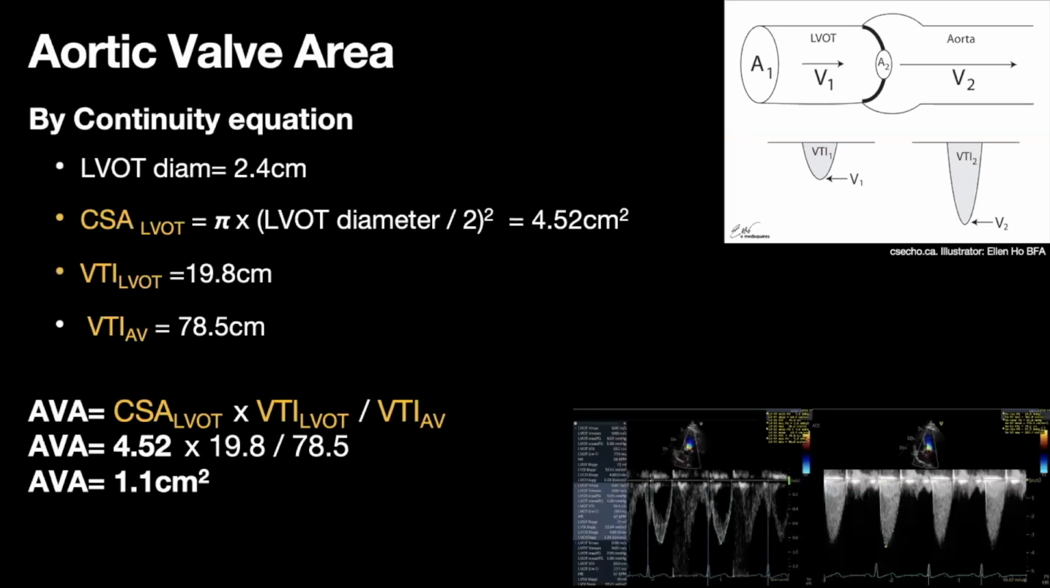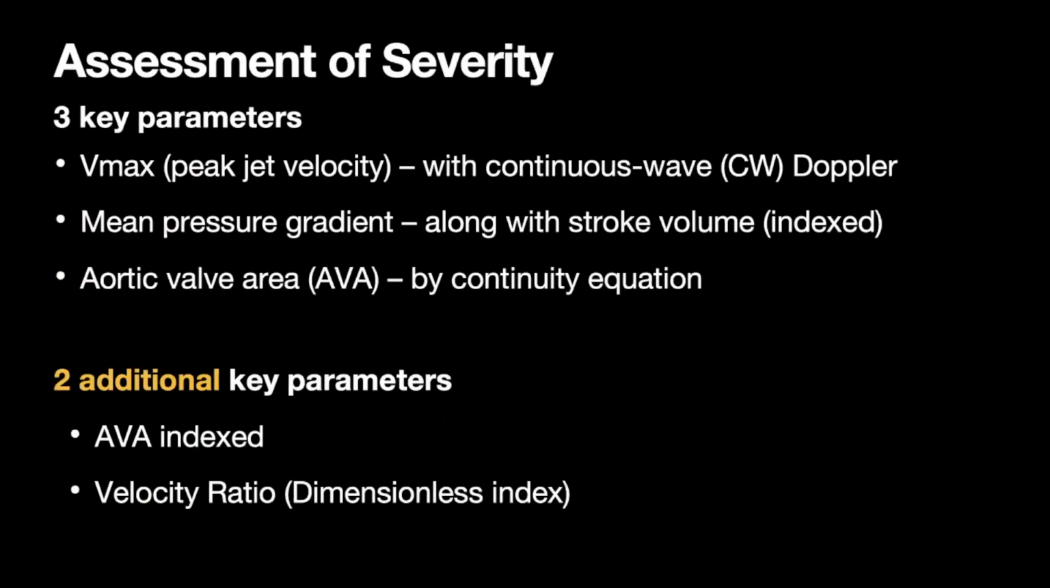Coming back to our formula, if we take the data from the patient that we've assessed earlier and plug it into our formula, we obtain an aortic valve area of 1.1 centimeters squared, which also falls in the moderate range. This person had a large LVOT, as you can see, at 2.4 centimeters. So we've assessed our 3 key parameters.